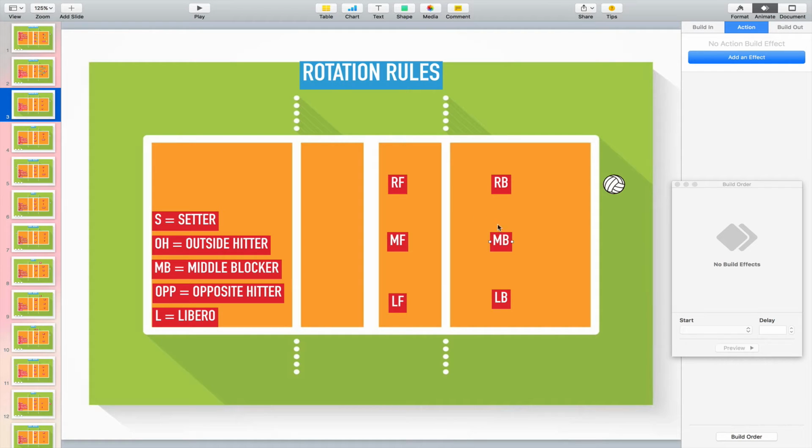If you're in the middle, you're concerned with the player on the right and left of you. You can't cross to the right, you can't cross to the left, and also you're concerned with the player in front of you. You can't cross in front of that player.